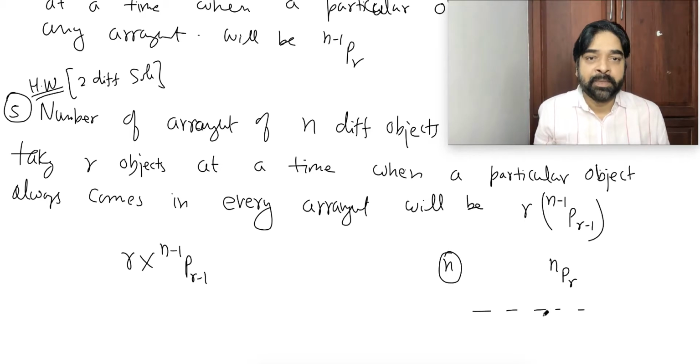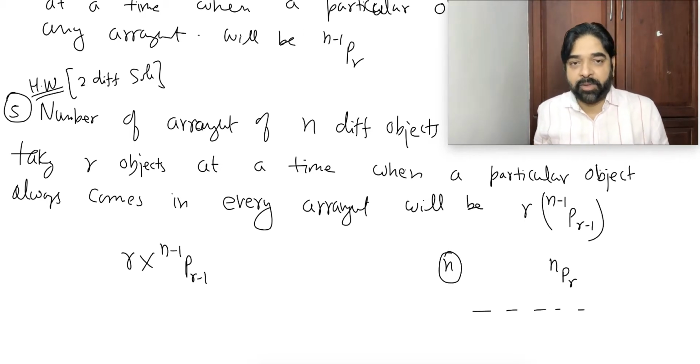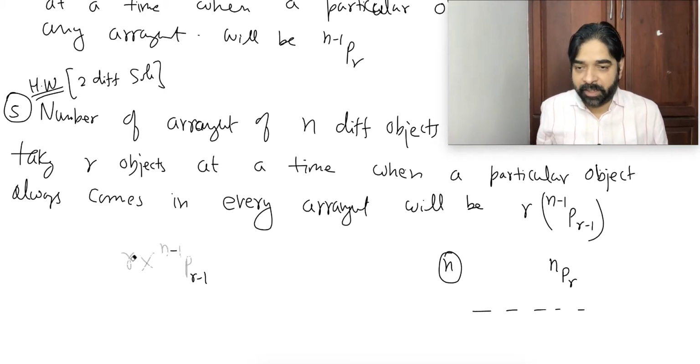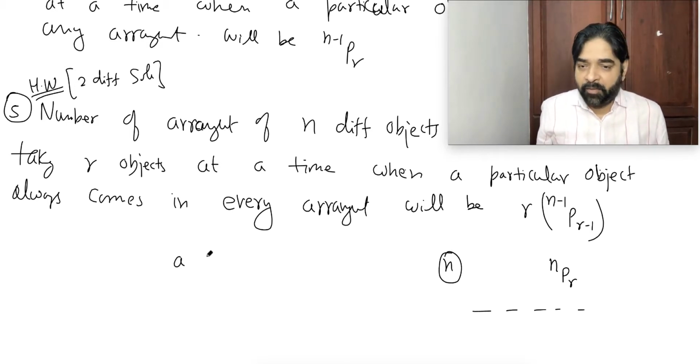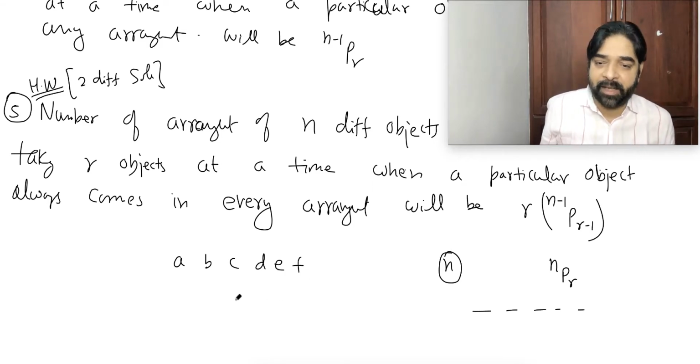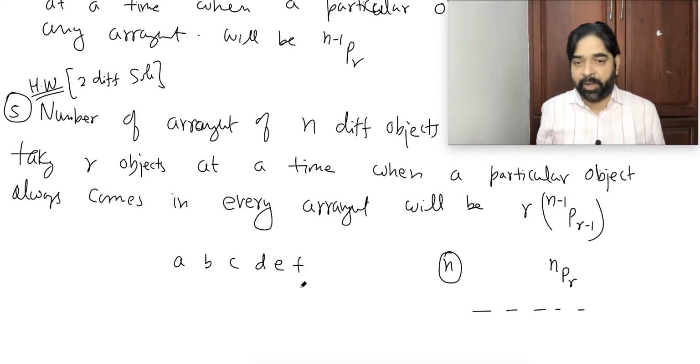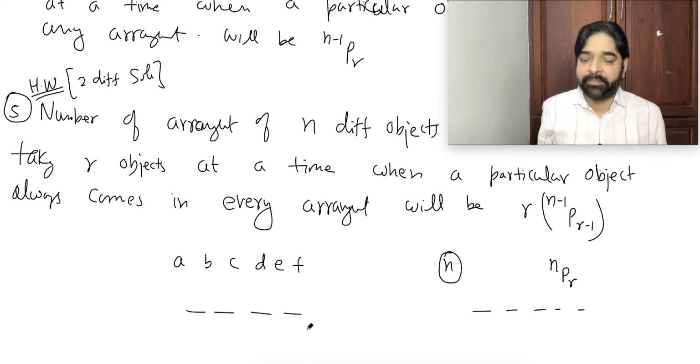Yes or no? Let me show by example so that you can easily understand. Same example I am taking: 6 people whose names are A, B, C, D, E, F. 4 places are there. I want that A should come in every arrangement.